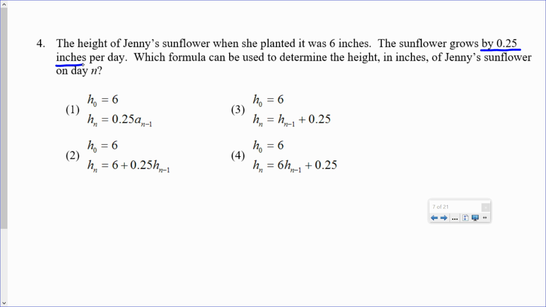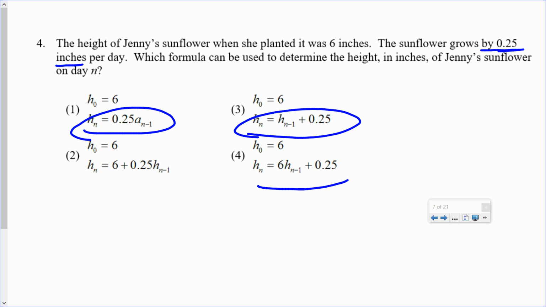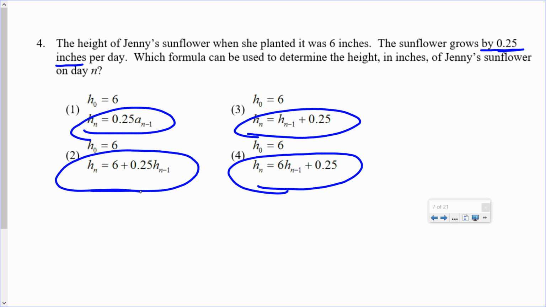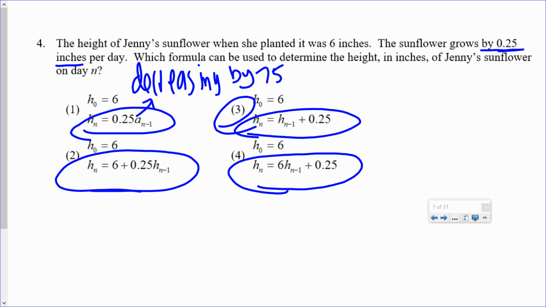So all you have to do is tell me that the previous term is increasing by 0.25. Don't overcomplicate it. Don't combine explicit with recursive. Which one of these is telling me that the previous amount is increasing by 0.25? Choice 3. Choice 1, this is saying that it's decreasing by 75%. Since it's keeping 0.25, that means it's decreasing by 75%.